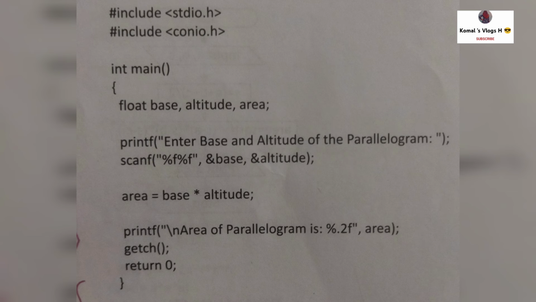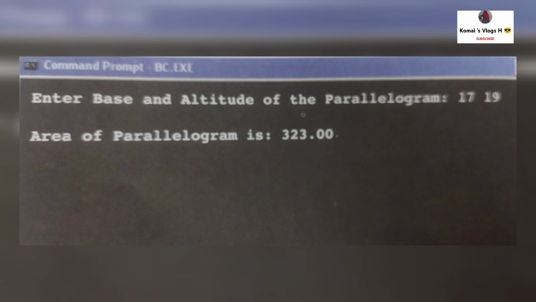First I will initialize the variables base and altitude. Altitude is also called height. I have defined the variable type as float as it is given in your book, and printf and scanf are used to input the variables. Then the formula of area is given, base multiplied by height. Printf is used for the same purpose as in the previous programs. And then I'm showing you the output.